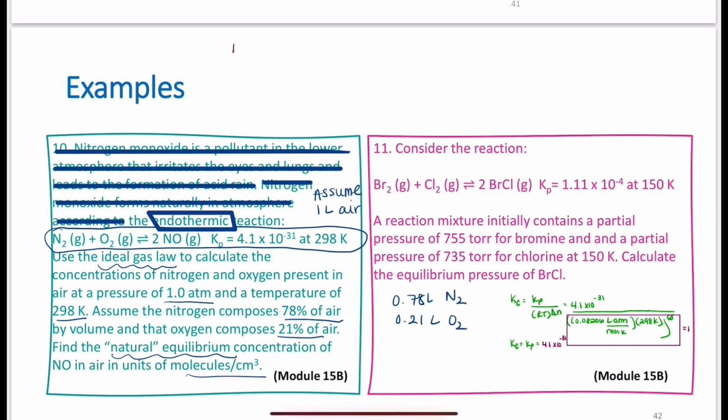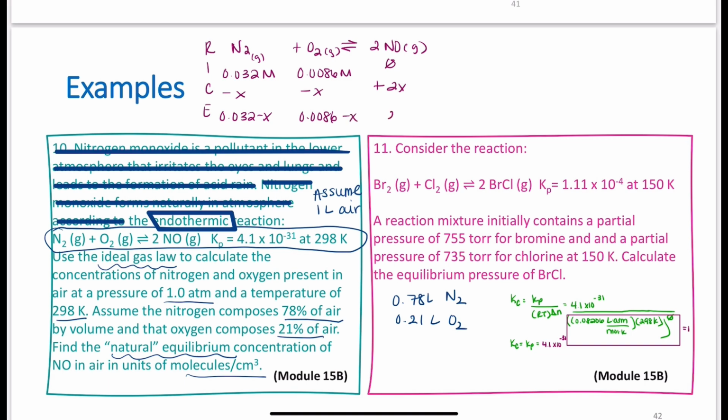Okay, let's go ahead and set up our ICE chart. N2 gas plus O2 gas in equilibrium with 2 moles of NO gas. Initially, I have, and I just erased it, of course, 0.032 molar N2, and I didn't give myself enough space, and 0.0086 molar O2. I don't have any NO to start. My change, minus x, just an x because there's one of each, 1 mole of N2 and 1 mole of O2, so just x, plus 2 moles of NO, so plus 2x to account for those moles. This gives me an equilibrium concentration of 0.032 minus x, 0.0086 minus x, and 2x.